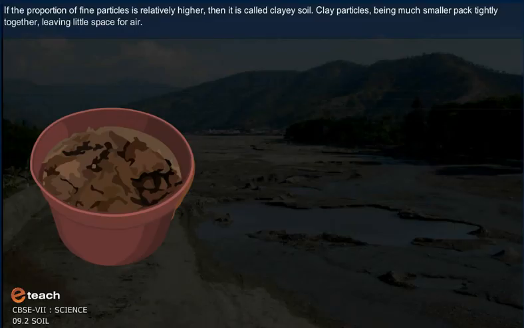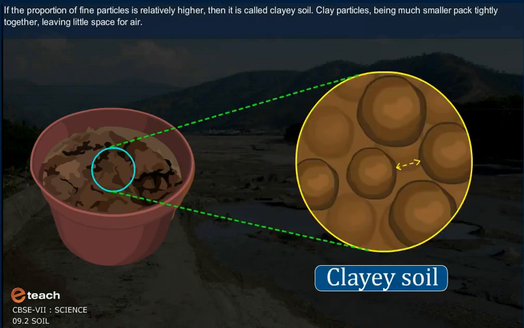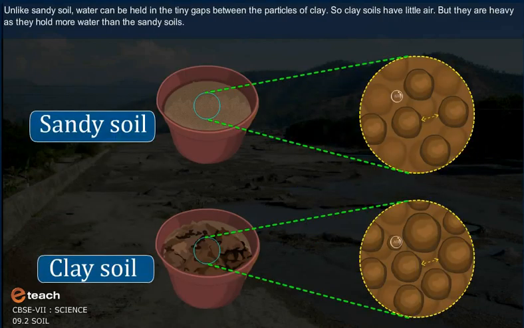If the proportion of the fine particles is relatively higher, then it is called clayey soil. Clay particles, being much smaller, pack tightly together, leaving little space for air. Unlike sandy soil, water can be held in the tiny gaps between the particles of clay. So, clay soils have little air, but they are heavy as they hold more water than the sandy soils.